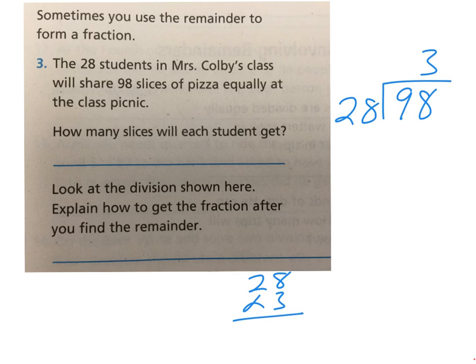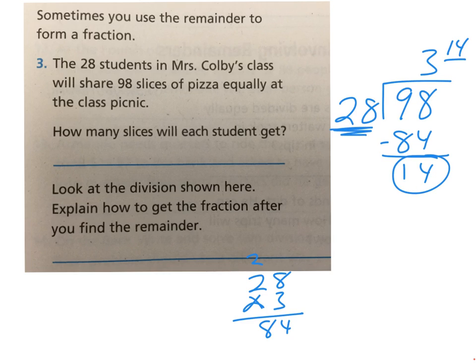Let's see if that works. It's my guessing number, because 30 times 3 is 90, but I don't think it'll make it 4 times. 28 times 3 is 84, subtract, 14. Okay, now what do I do with that remainder? Well, 14 becomes the numerator, and I put that over the divisor, which becomes the denominator. 3 and 14/28ths. In this case, I can reduce that, and 3 and 14/28ths can become 3 and 1/2. When I put the answer in a fraction, it tells me the amount of pizza. Each student will get 3 1/2 slices of pizza.